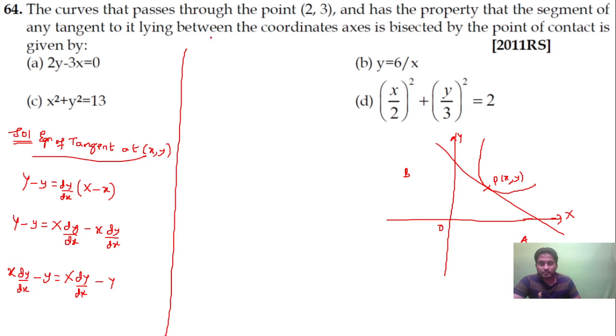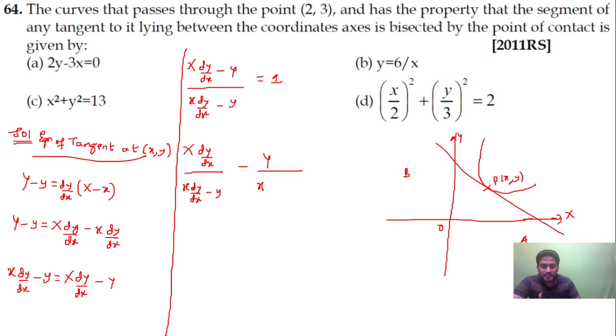Divide this and bring it to the intercept form. That is, I can write this as capital X into dy by dx, whole divided by x into dy by dx minus y, minus capital Y divided by x dy by dx minus y, is equal to 1. Good problem.